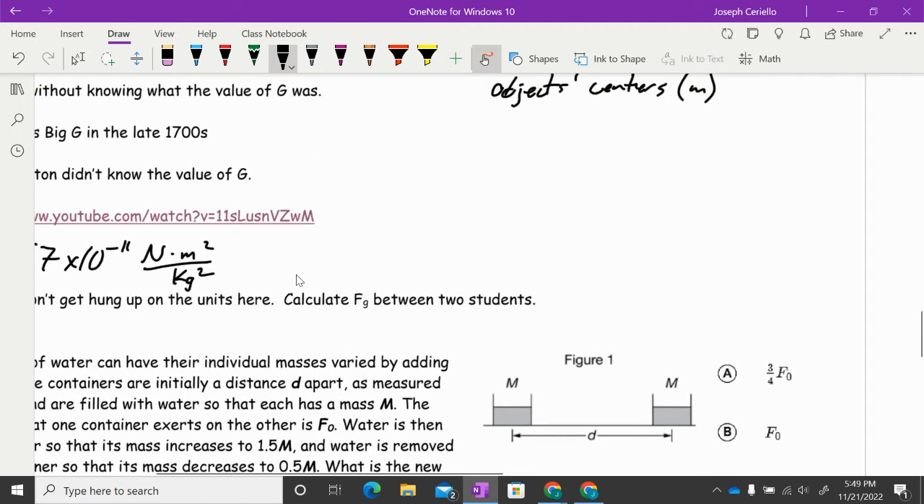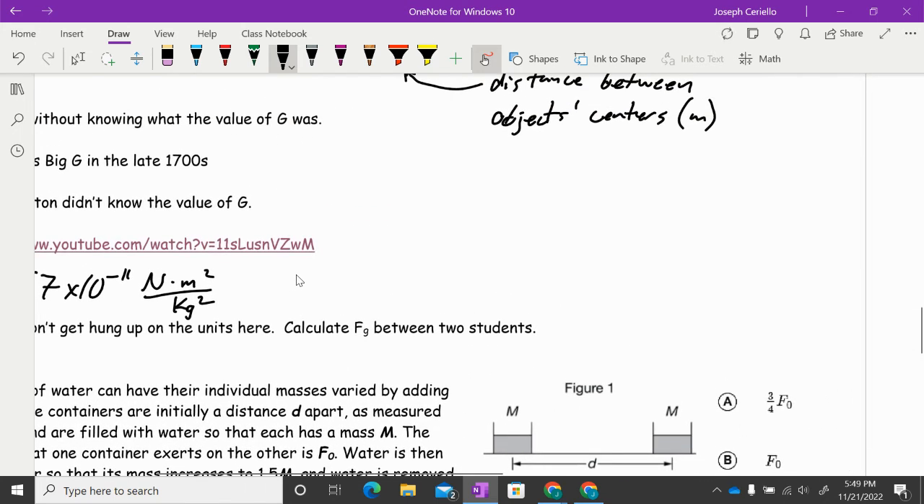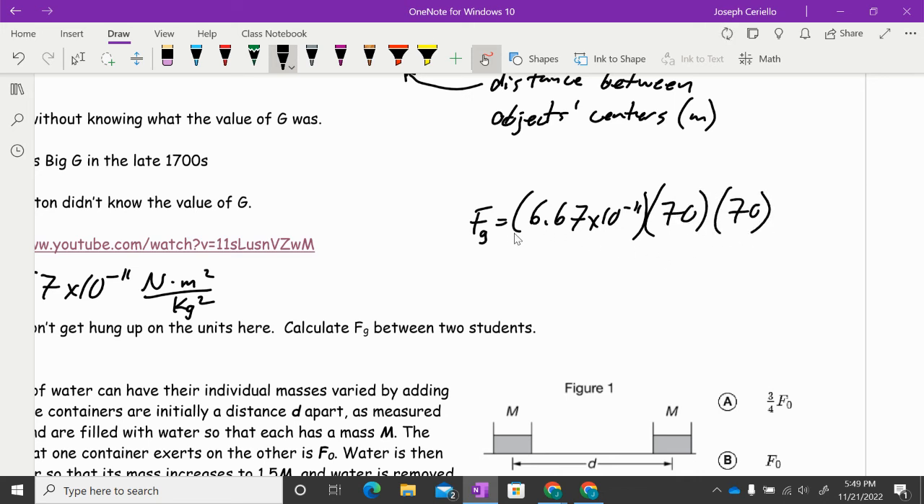So what would the force of gravity be between two students? Well, let's say a student has a mass of about 70 kilograms. That's 154 pounds. So we would do Fg equals 6.67 times 10 to the negative 11. Let's say they're each 70, so 70. And let's say it's two students sitting in desks next to each other. So they're about, actually, let's do 2 meters apart just so it's not 1. So 2 squared.